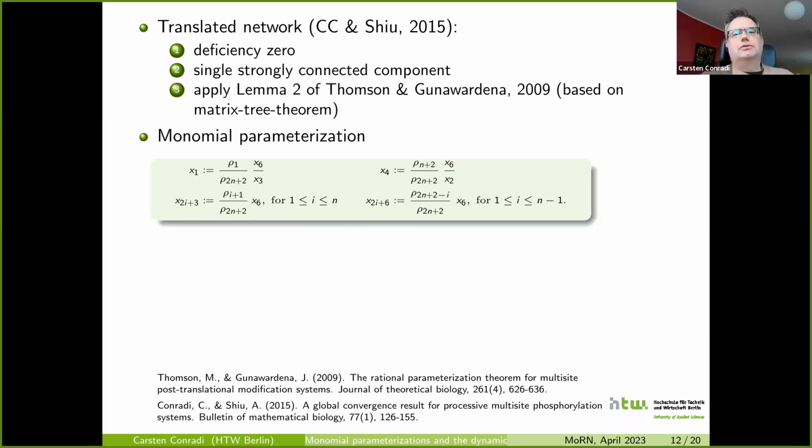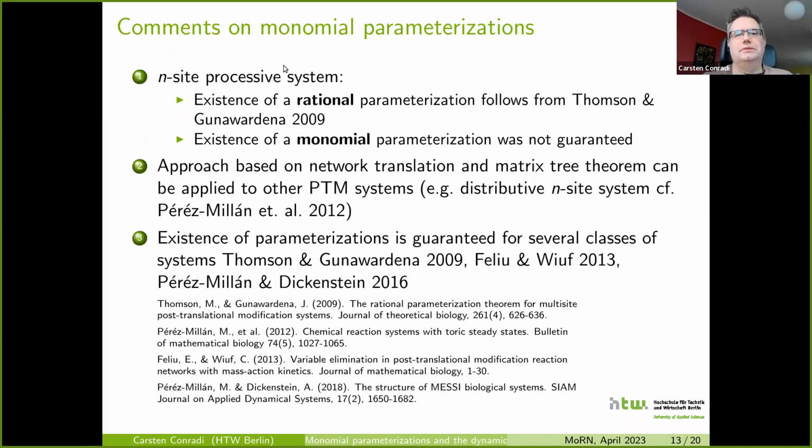I'd like to conclude for this n-site system. It was clear that such a rational parameterization would exist. This follows from Jeremy's paper. However, it was not clear that there exists a monomial parameterization. And this approach, as I said, I tried this with other networks from the family of post-translational modification systems, and I found that one can derive these parameterizations for different of these networks.